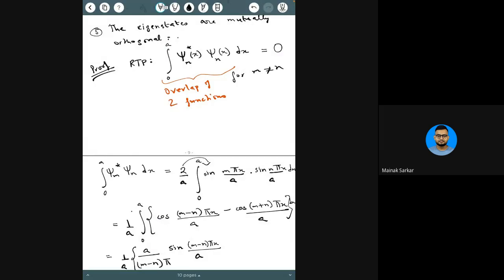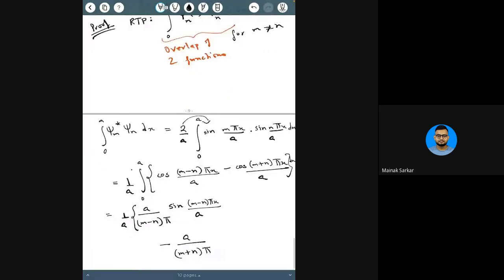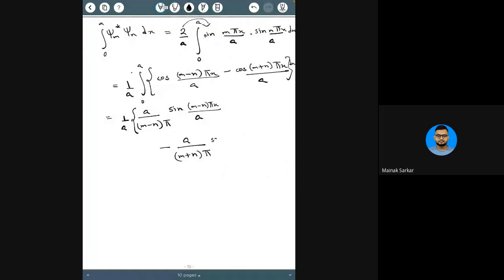So I'm just doing basic trigonometric integration. Yes, I'm done. So minus A by n sine m plus n pi x by A. So this is what I get, and now I have to put the limits. I can also cancel this A here.